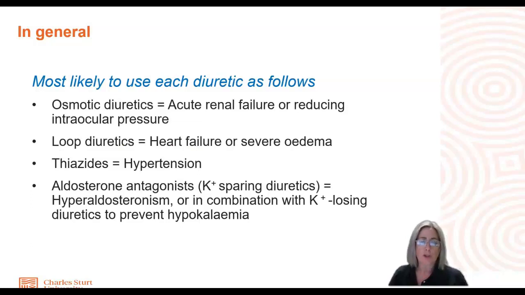So in general, you'd be most likely to use each diuretic as follows. Osmotic diuretics for acute renal failure or for reducing that intraocular pressure before surgery. Loop diuretics for heart failure or severe edema. Thiazides for hypertension. And aldosterone antagonists for hyperaldosteronism or in combination with potassium-losing diuretics to prevent hypokalemia from occurring.